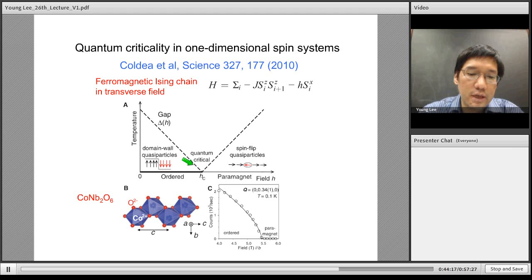And there is a nice material, this cobalt niobium oxide compound, that has these zigzag spin chains of cobalt, which are the magnetic ion. And it's shown in this panel here that there is magnetic order at low temperatures. And by applying a transverse field, you start to diminish the magnetic order, and the ordering disappears above some critical field near 5.5 Tesla into some paramagnetic state.